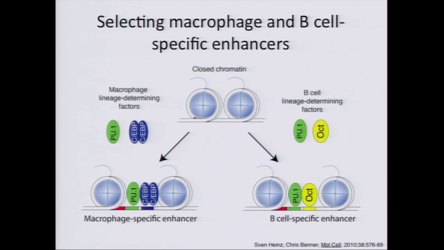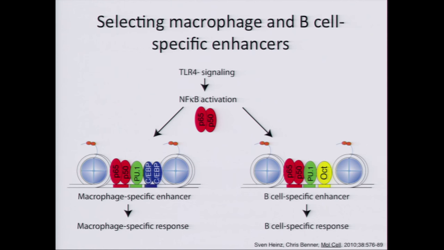Now, these types of elements can be observed at tens of thousands of locations in the macrophage genome. And we know that some of these are active, but others are not. And so we became very interested in how an open region of chromatin could be transitioned from inactive to active. And we used the toll-like receptor 4 signaling pathway that I already told you about as an important type of signal to understand this better.